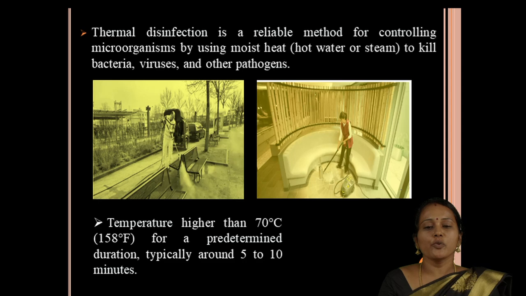The temperature used for this thermal disinfection method is 70 degrees Celsius, that means 158 degrees Fahrenheit. It is typically used for 5 to 10 minutes for removing the microorganisms by using moist heat. It is also used to kill bacteria, viruses and other pathogens, microorganisms.